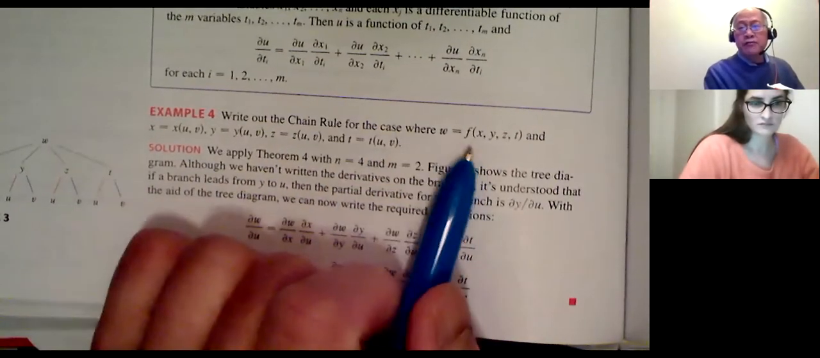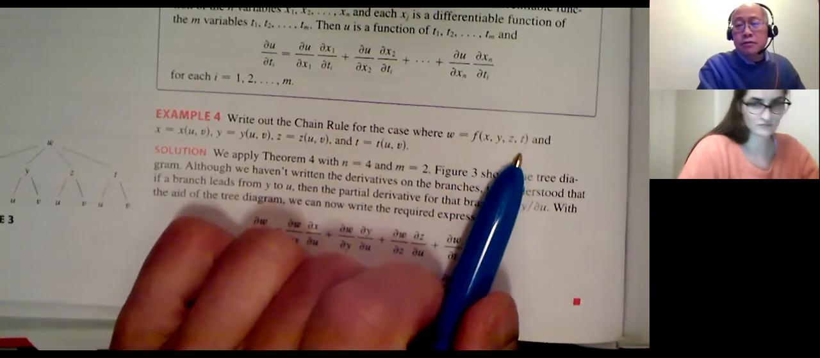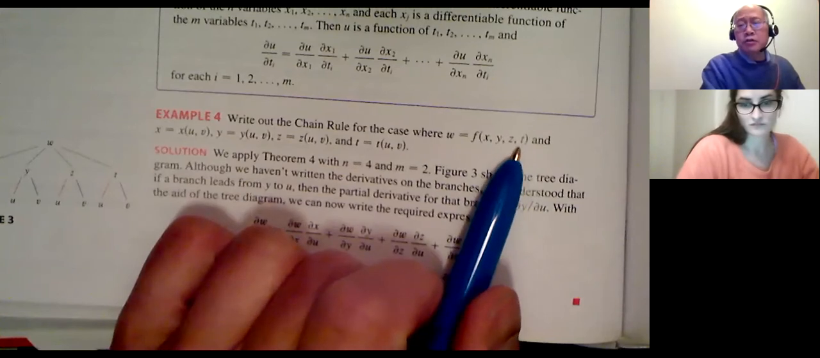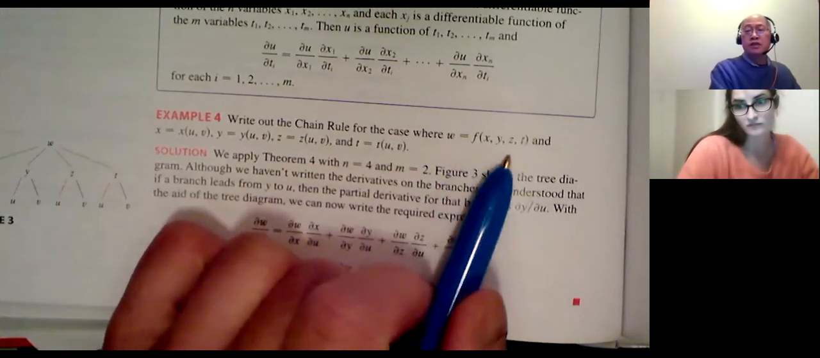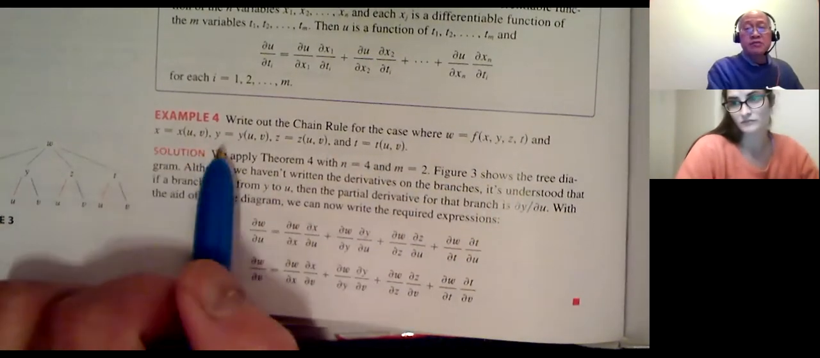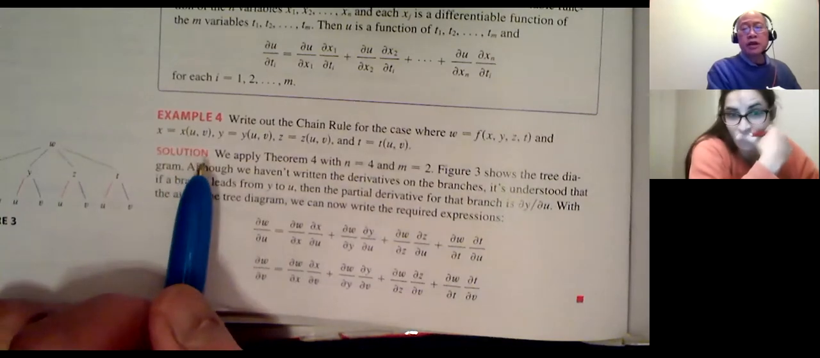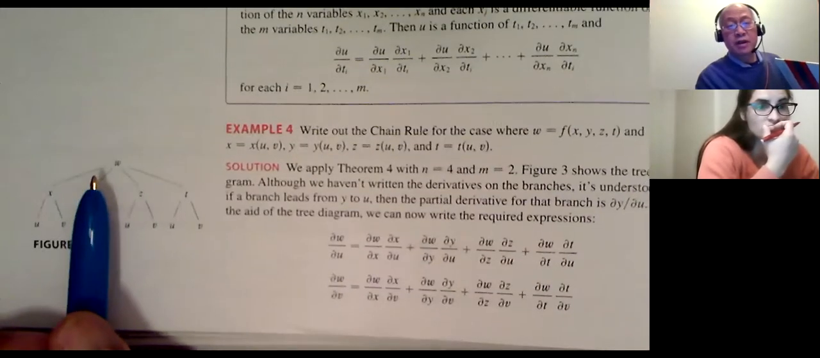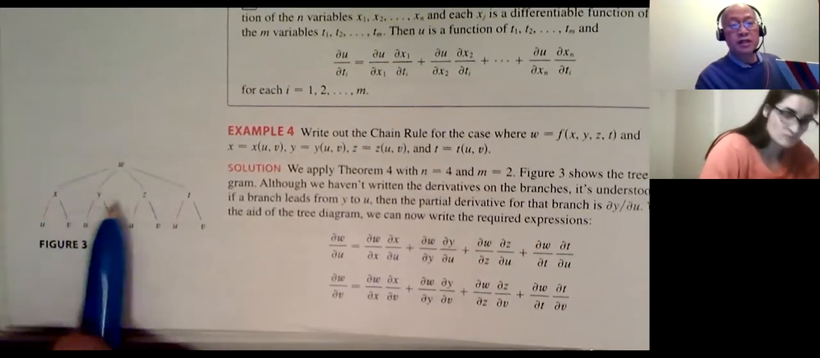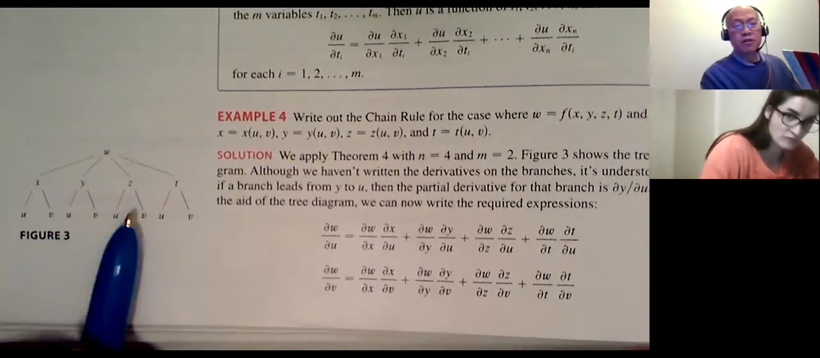W is a function of 4 variables, f of x, y, z, and t. And that's commonly the case if you go to the 4th dimension. Sometimes people say time is the 4th dimension, f of x, y, z, t. But x, y, z, and t are all functions of 2 other letters, u and v. They made a little tree diagram here, where W has 4 variables, x, y, z, and t, and x, y, z, and t all are functions of u and v.